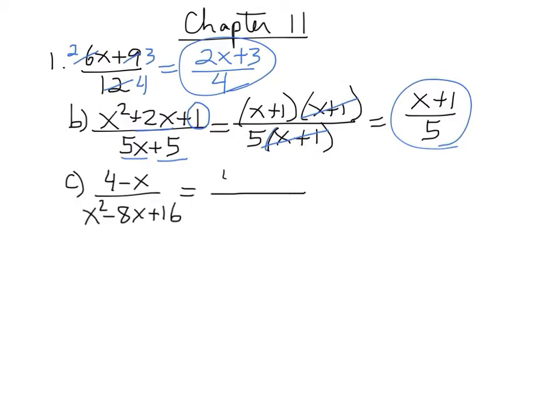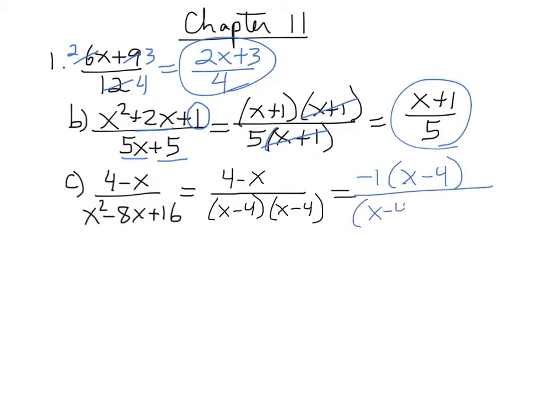Alright, so we can't do anything with our numerator, so leave that. The denominator, I think you'll see, is x minus 4 times x minus 4. Now, 4 minus x in the numerator looks very close to what we have in the denominator. So I think what I can do is factor out a negative 1 from that numerator, change the 4 minus x to x minus 4. My denominator is still x minus 4, x minus 4. And now I can cancel one of these out, and I end up with negative 1 over x minus 4.